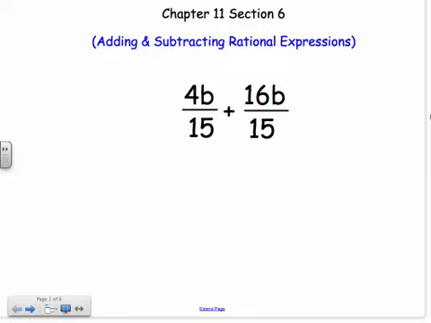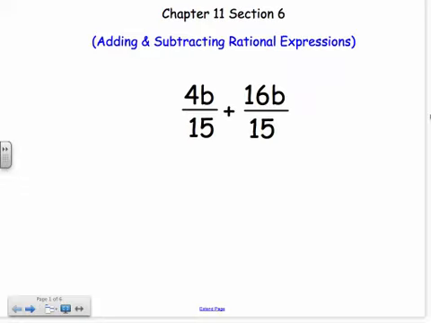Okay, it's time to use some elementary concepts in order to add and subtract rational expressions. You remember way back in, what, 5th grade when you learned this stuff, 4th grade? In order to add and subtract fractions, we need a common denominator.